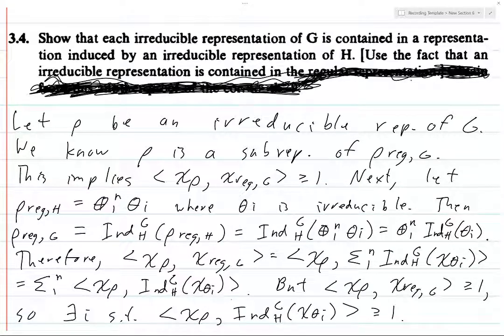Now, what is this direct product? This direct product is precisely the multiplicity of rho in the induced representation from H to G of theta I, and that means precisely that rho is contained in the representation induced by theta I, i.e., it's contained in a representation which is induced by an irreducible representation of H, namely induced by the irreducible representation theta I of H.